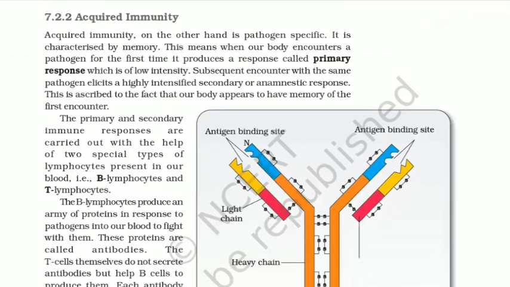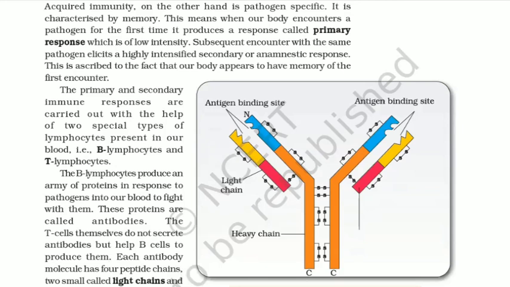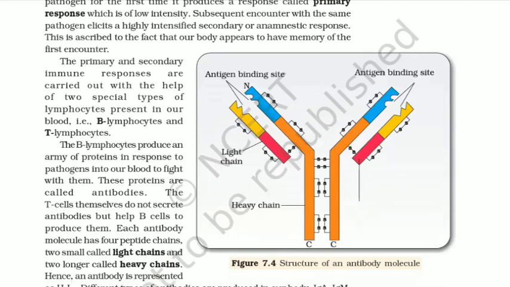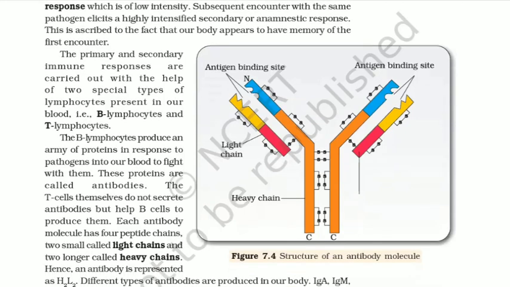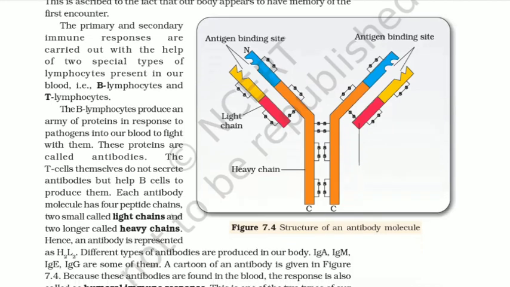7.2.2 Acquired immunity. Acquired immunity, on the other hand, is pathogen specific. It is characterized by memory. This means when our body encounters a pathogen for the first time, it produces a response called primary response, which is of low intensity. Subsequent encounter with the same pathogen elicits a highly intensified secondary or anamnestic response. This is ascribed to the fact that our body appears to have memory of the first encounter.